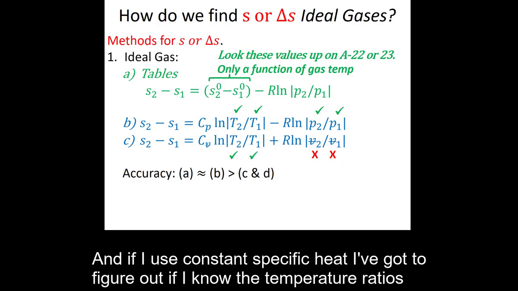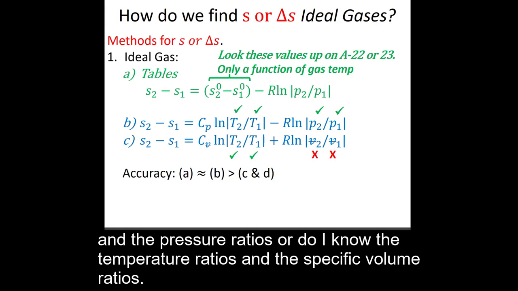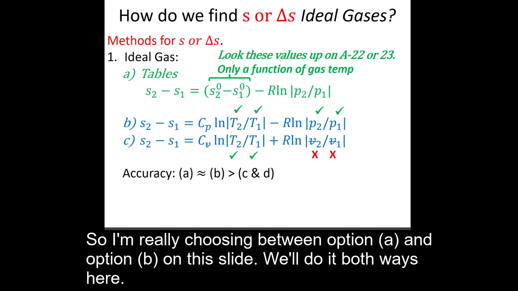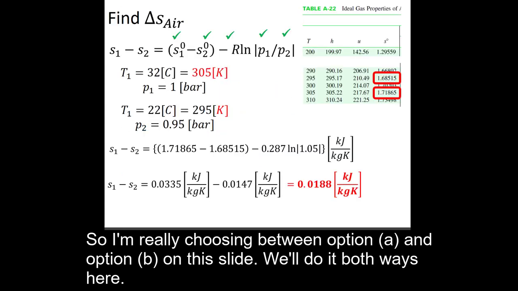And if I use constant specific heat, I've got to figure out if I know the temperature ratios and the pressure ratios, or do I know the temperature ratios and the specific volume ratios. And in this case, I know about the temperatures and the pressures, so I'm really choosing between option A and option B on this slide. We'll do it both ways here.